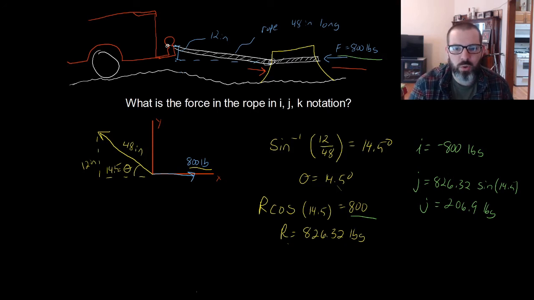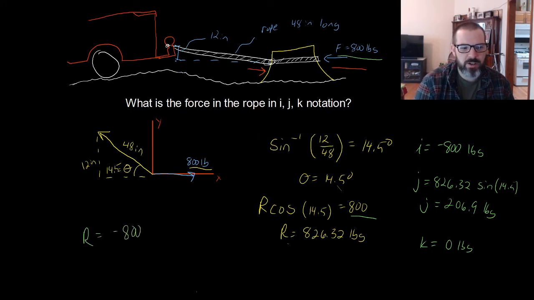Since I could draw this whole thing on a piece of paper, I have a two-dimensional problem, so the k component will equal 0 pounds. So if I wanted to write R in this notation, I could say R equals minus 800i plus 206.9j plus 0k. Or if you don't want to write 0k, you can eliminate that.